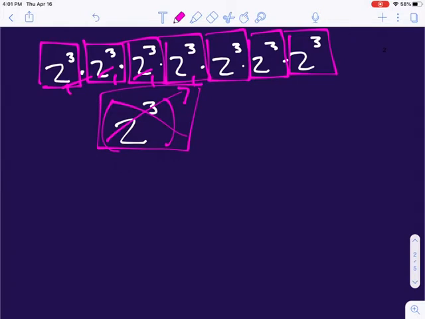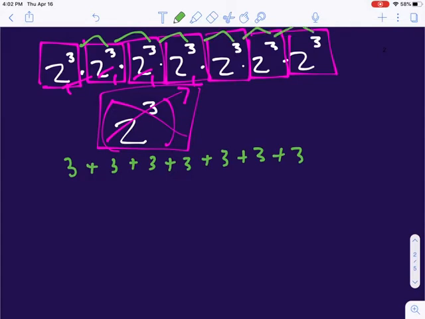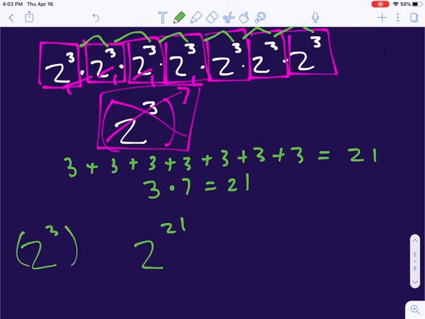So I would go, well, I've got 3 plus 3 plus 3 plus 3 plus 3 plus 3 plus 3. And you're adding 3 how many times? That would be 7, right? So if I add 3 7 times, I get 21. This is also the same thing as multiplying, and so there's a connection there. I want you to think about that. And so we have 2 to the 21st power is what 2 to the third to the seventh is.